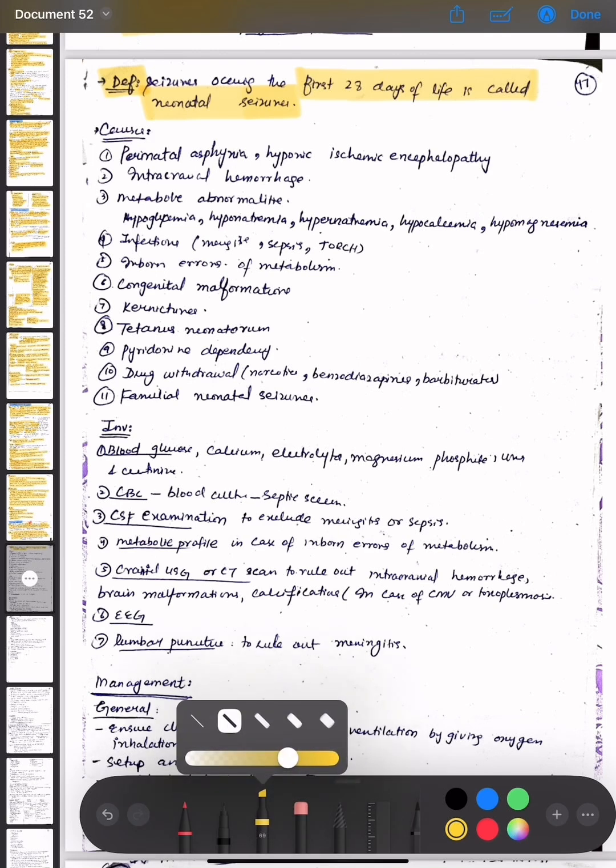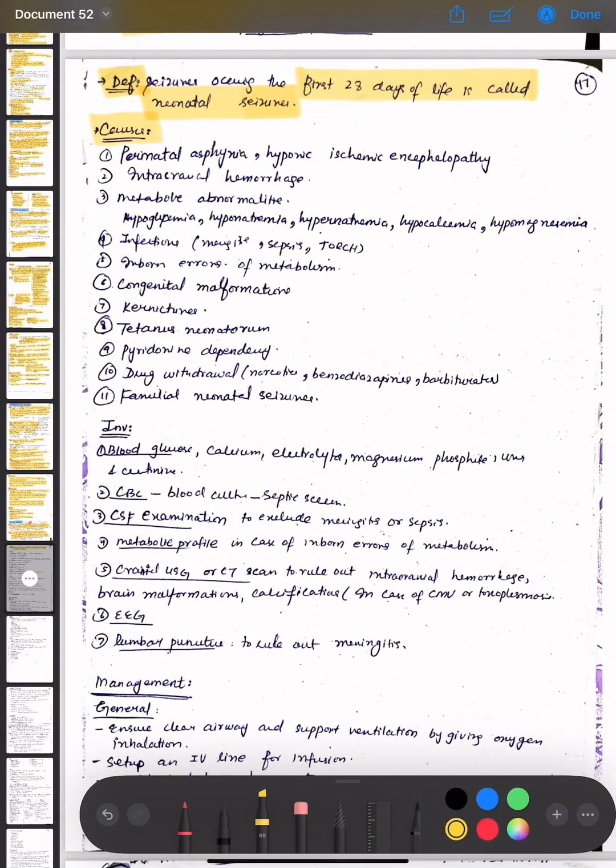Now, the causes of neonatal seizures are perinatal asphyxia, hypoxic ischemic encephalopathy, intracranial hemorrhage, metabolic abnormalities, that is hypoglycemia, hyponatremia, hypernatremia, hypocalcemia, and hypomagnesemia. Different infections, that is meningitis, sepsis, and TORCH, inborn errors of metabolism, congenital malformations, kernicterus, tetanus neonatorum, pyridoxine dependency, drug withdrawal, that is narcotics, benzodiazepines, and barbiturates, and familial neonatal seizures.